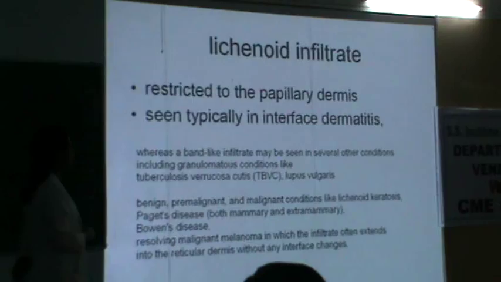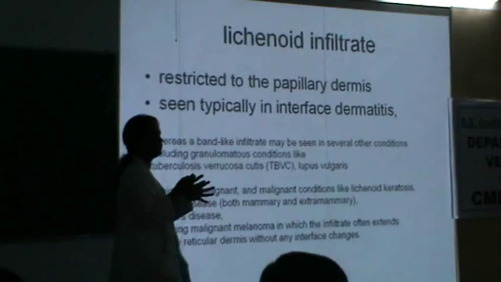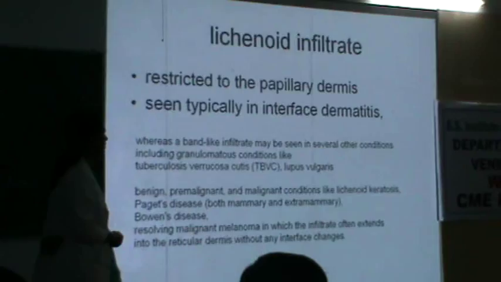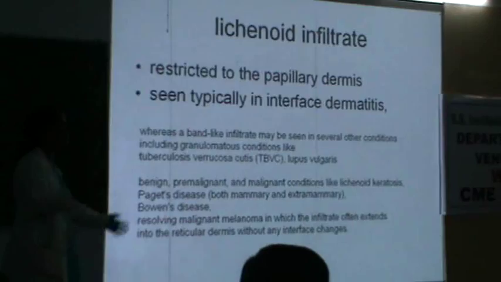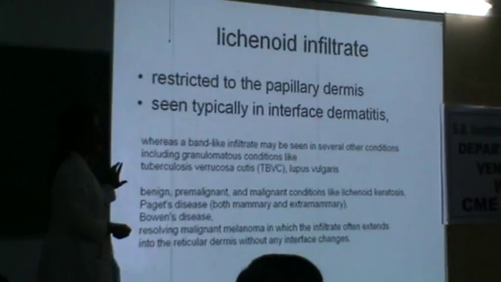So lichenoid infiltrate restricted to the papillary dermis is a feature typically seen in interphase dermatitis, but we should always know that there are other diseases where this lichenoid infiltrate is present. There are so many diseases mentioned here where we see a band-like inflammatory infiltrate, like tuberculosis, lupus vulgaris. But there are always other changes, and we do follow the clinical diagnosis. So just the band-like inflammatory infiltrate will not be taken into consideration for making a diagnosis of interphase dermatitis.